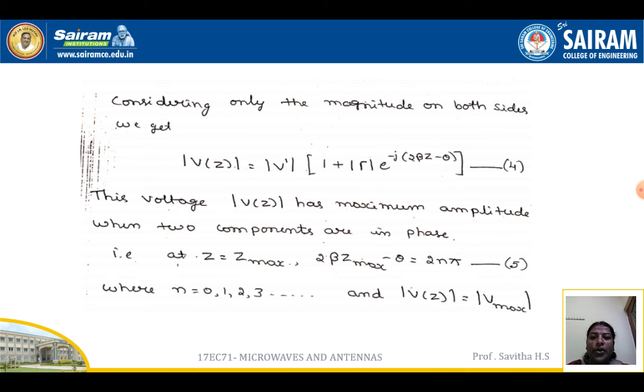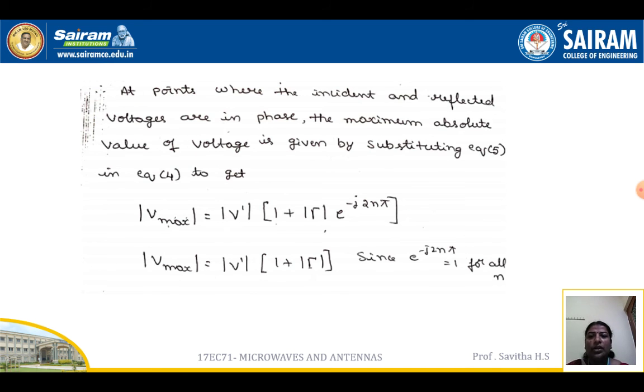Considering only the magnitude on both the sides. So magnitude of V of z is equal to magnitude of V dash into 1 plus magnitude of reflection coefficient into e to the power of minus j (2 beta z minus theta). So this voltage V of z has a maximum amplitude when the two components are in phase. That is at z is equal to z max, 2 beta z max minus theta is equal to 2n pi, where n is equal to 0, 1, 2, 3 and so on, and V of z is equal to V max.